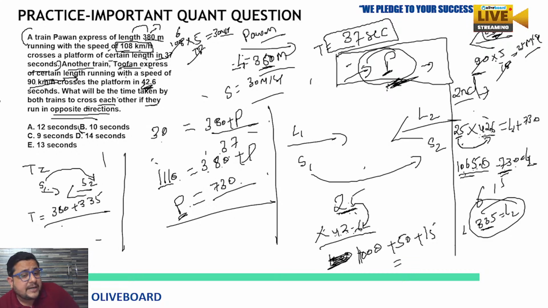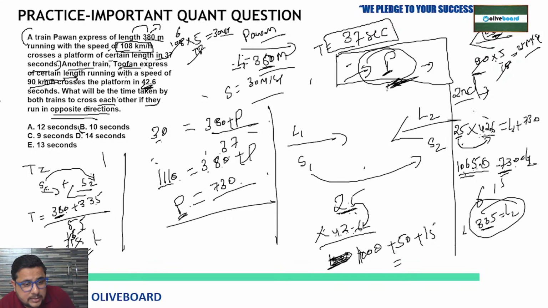It will be divided by the speed, S1 plus S2. S1 is 30, S2 is 25, so the sum would be 55. So just divide by 55. First take the sum: 380 plus 335 is going to be 715. Just divide by 55. 55 ones are 55, then 165, 3 times, so it cancels, and 13 seconds is going to be your answer.